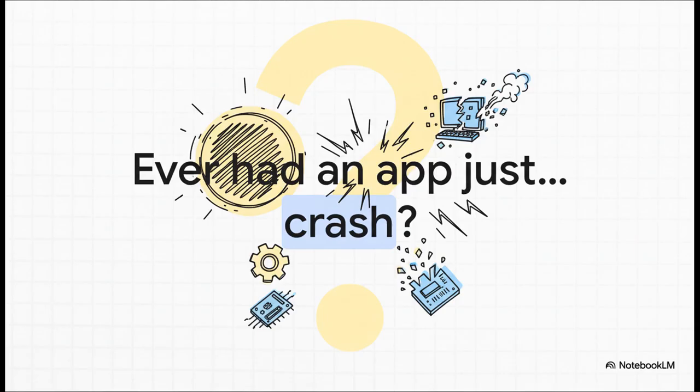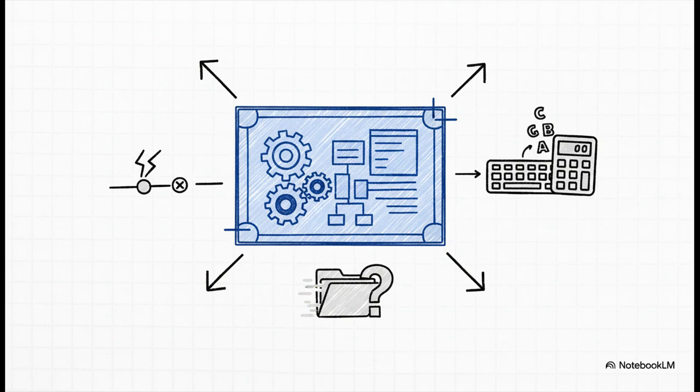We've all been there. You're right in the middle of something important, you click a button and poof, the whole thing just disappears. Maybe you get some bizarre error message, maybe you get nothing. It's just gone. Super frustrating, and it's basically what happens when a program runs into something it was never told how to handle.